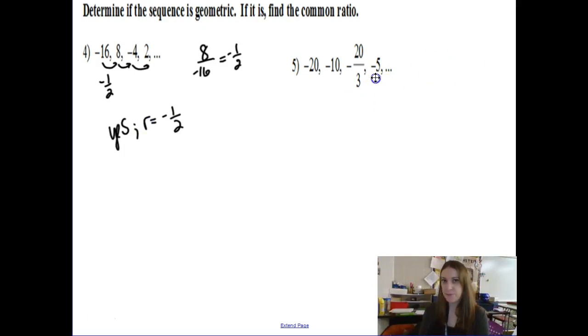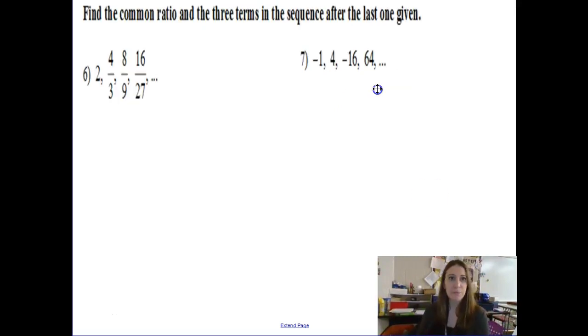Now this one, to go from here to here, looks like they're multiplying by half, because 10 divided by 20 is half. But that is not the case to go from here to here, because this cut in half would be negative 5. So no, not geometric, which means I don't have to do any work on it.